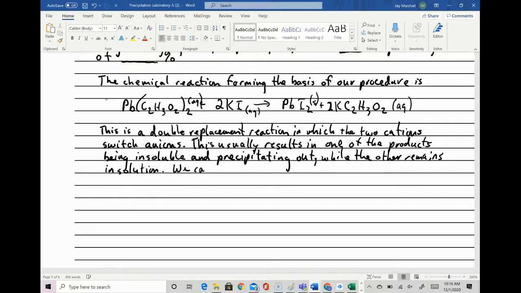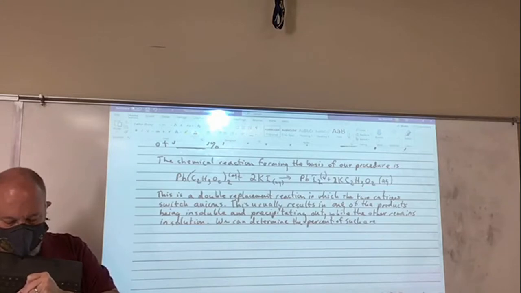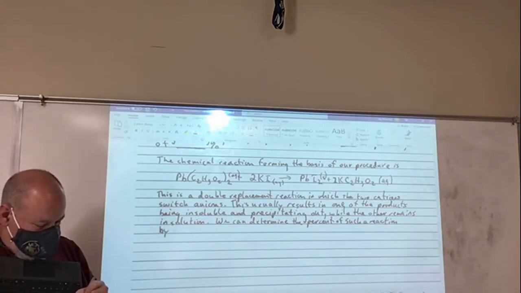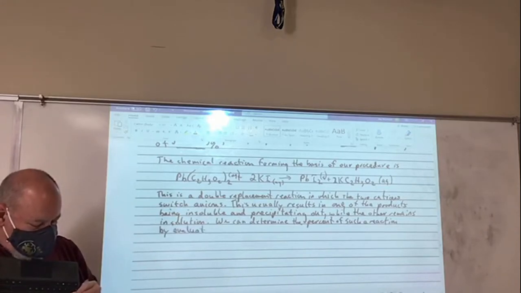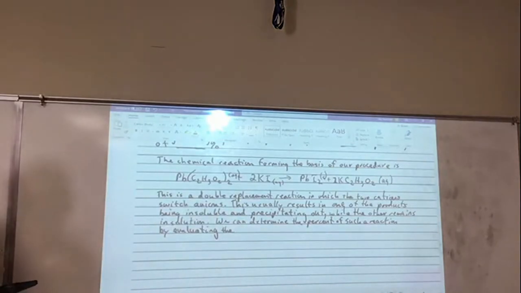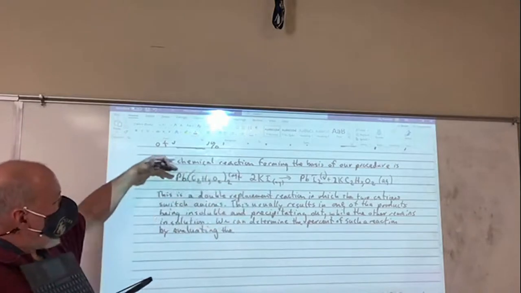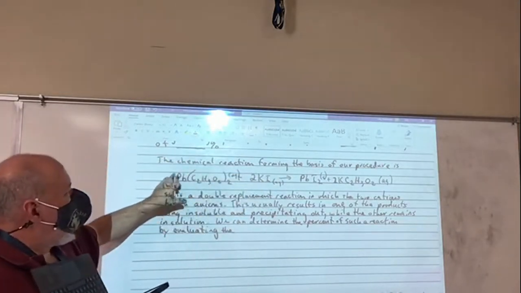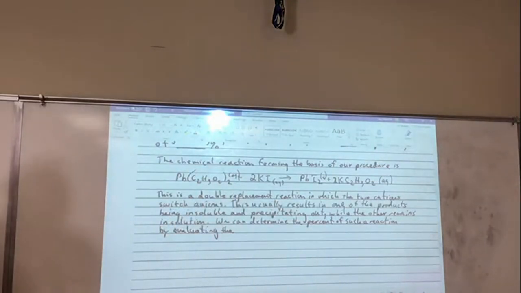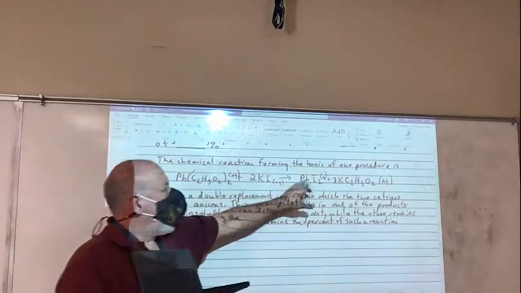We can determine the percent yield of such a reaction by evaluating the, and I'm going to use a word that I think we've probably used once so far this year. When I look at the study of figuring out how many moles of one thing reacts with the number of moles of the other thing, does anybody remember what that study is called? Stoichiometry. Okay? We look at the stoichiometry.